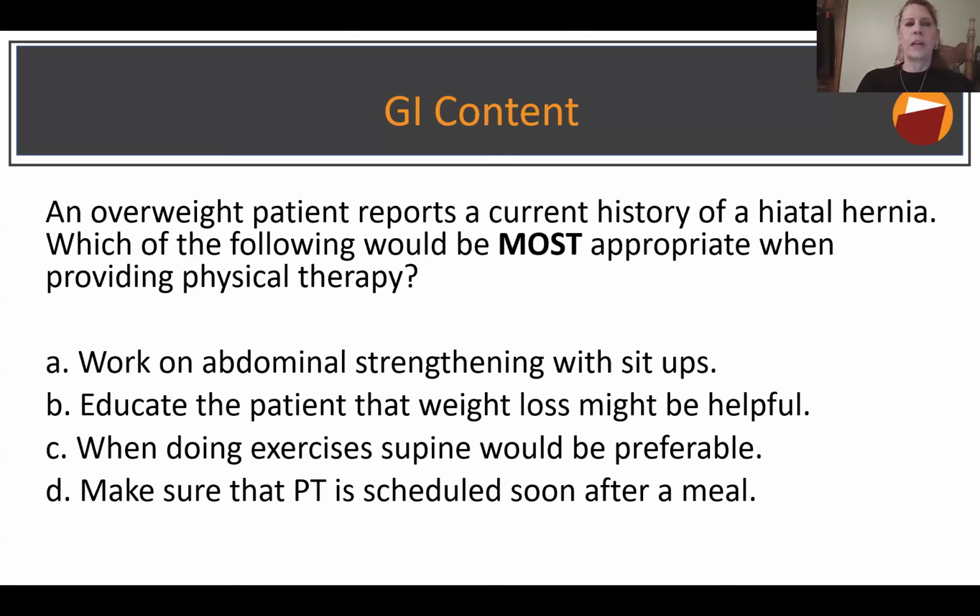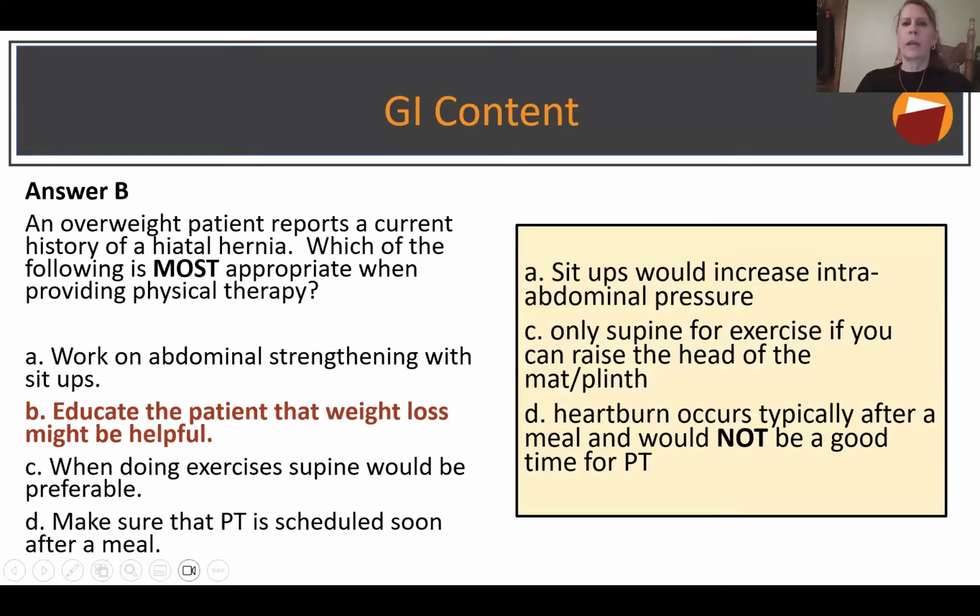So we were down to educate the patient about weight loss, because that might be helpful. That's true. When doing exercises, supine would be preferable. Actually, we don't want to do supine. Laying them supine for exercise or doing sit-ups all changes the pressure in the abdomen. And because they've got a hernia and heartburn can occur and contents from the stomach can move up, it's just not a good position for PT.